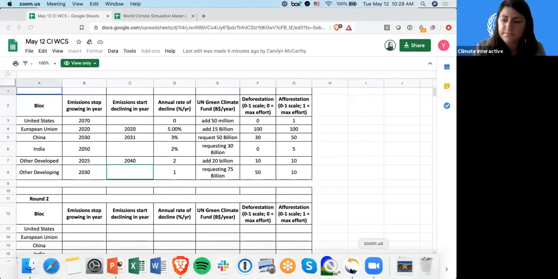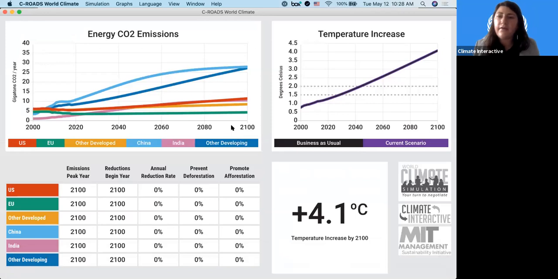Now we'll have the opportunity to enter in these official proposals into a simulation model so that we can see what the impacts are of your proposals and if we are on the right track to reaching our climate goals. So here we have our SeaRoads model, and we'll be entering in the pledges from the different delegations.